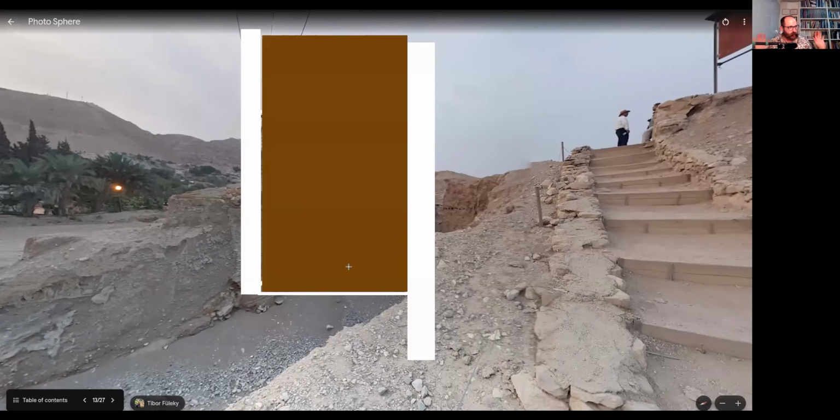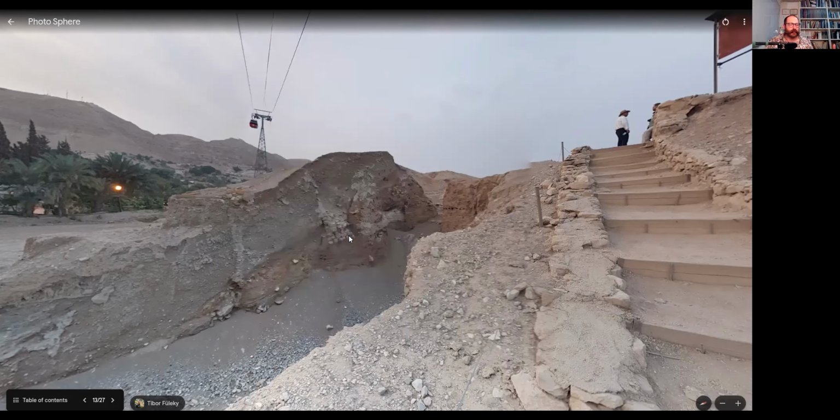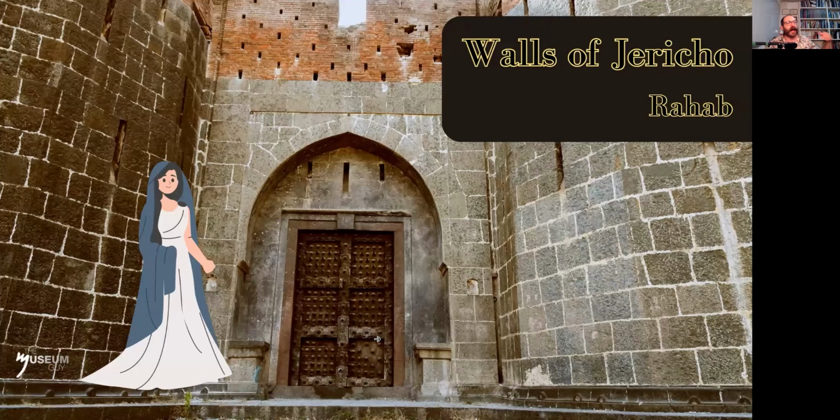Rachav lived inside of one of those walls, apparently close to the entrance. So they get into Rachav's house, and Rachav takes a liking to them. She hides them up on a rooftop. And in the meanwhile, while she's hiding them, she gets a knock on her door.